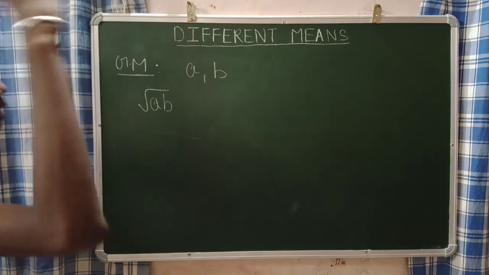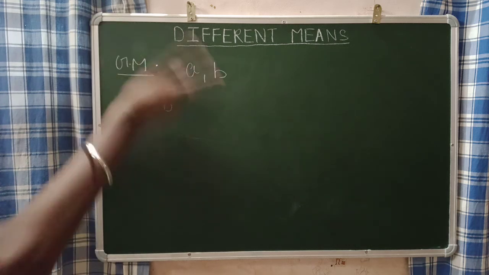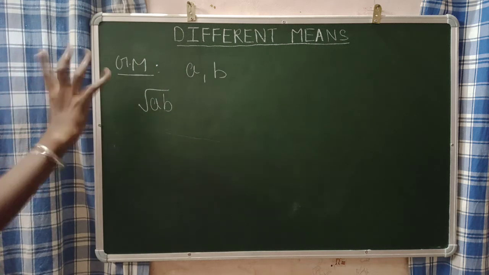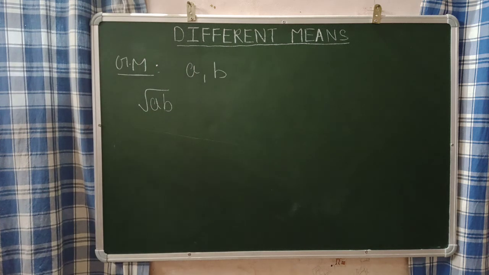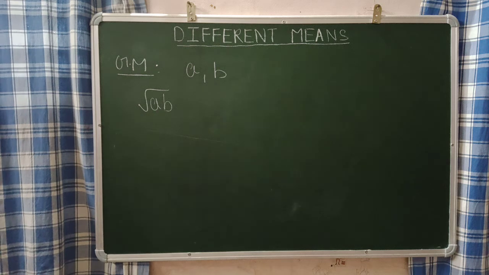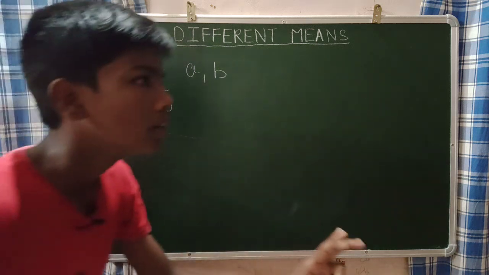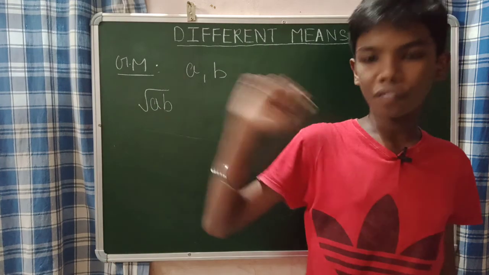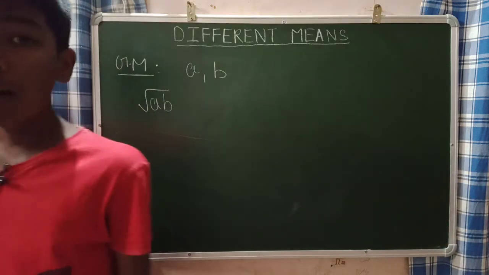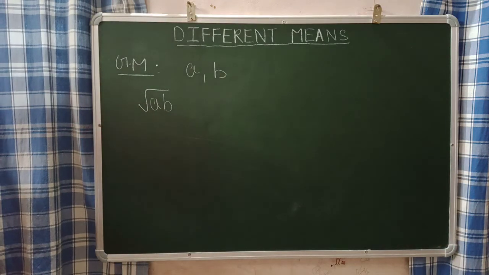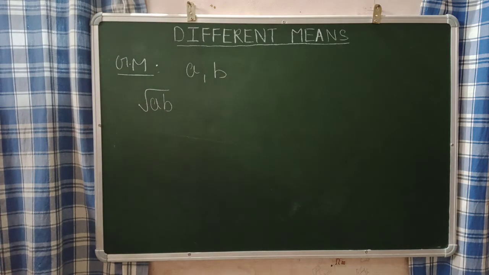For two positive numbers a and b, geometric mean of those two positive numbers a and b will be root of ab, I mean square root of ab. So I will repeat once again. Geometric mean of two positive numbers a and b will be root of ab. Now, for n positive numbers.